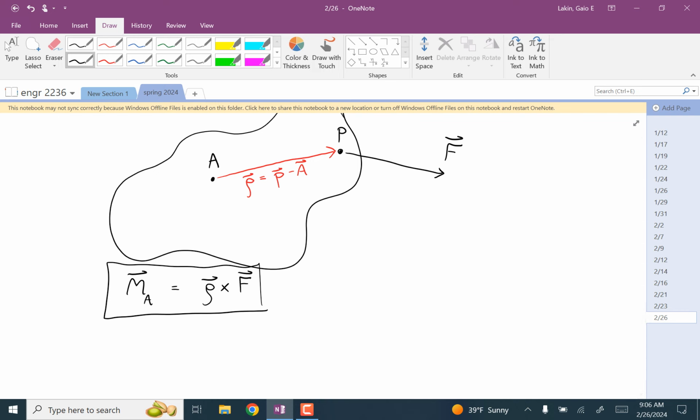In Physics 1, I think when you did this, you probably thought about it more often as finding the perpendicular moment arm, multiplying those two, and then thinking about clockwise and counterclockwise, but the cross product does all that for you.